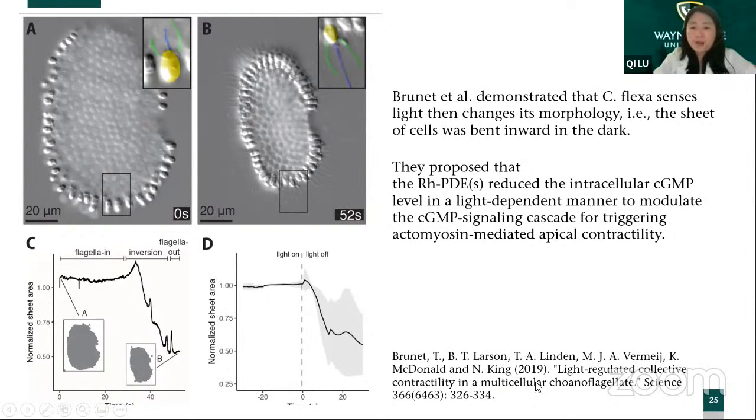a pretty new paper, from a group at Berkeley, went to the European and Caribbean sea area, and discovered several of these rhodopsin phosphodiesterase proteins, and they discovered the functions in this dinoflagellate.